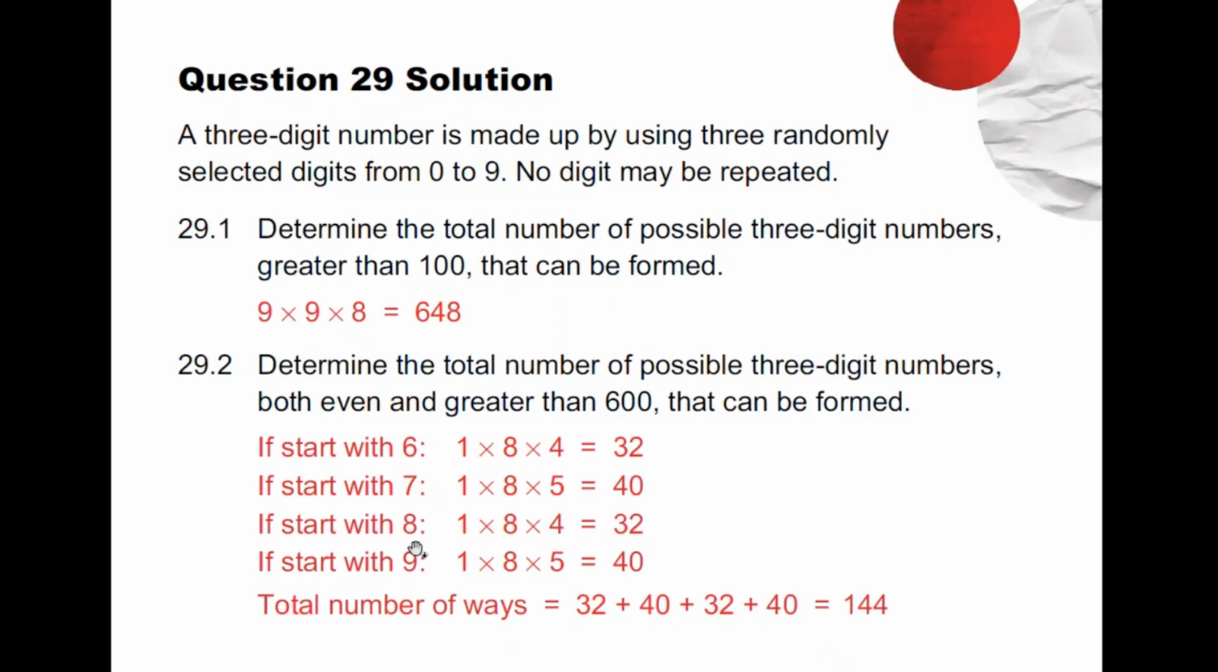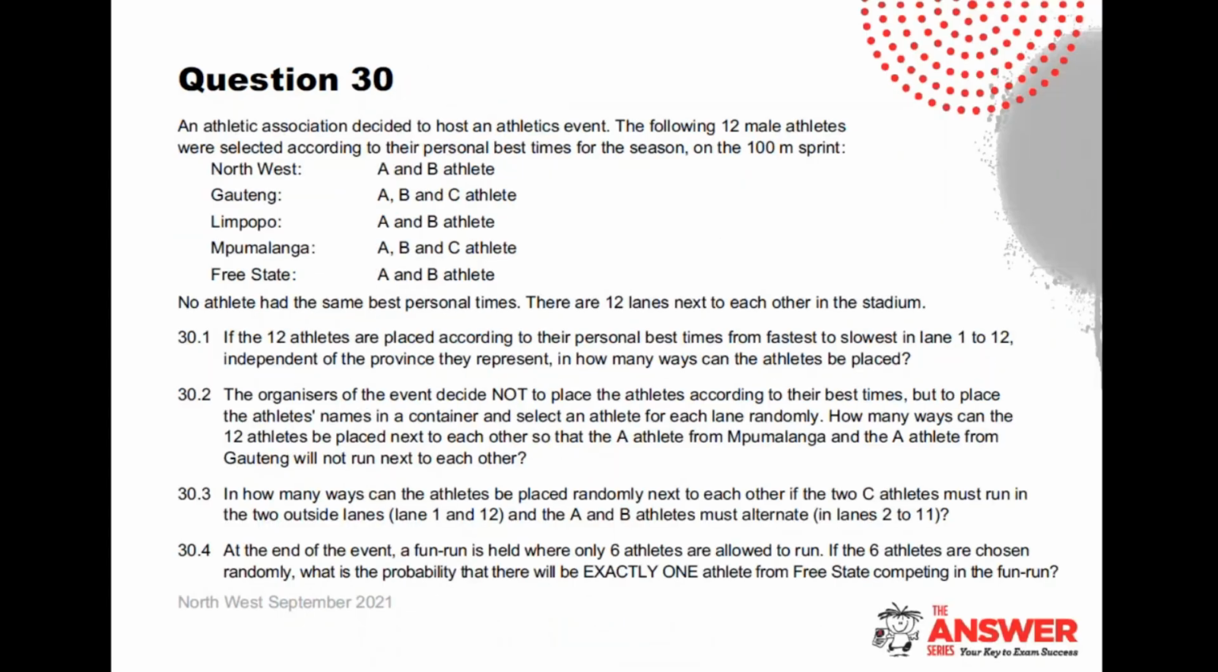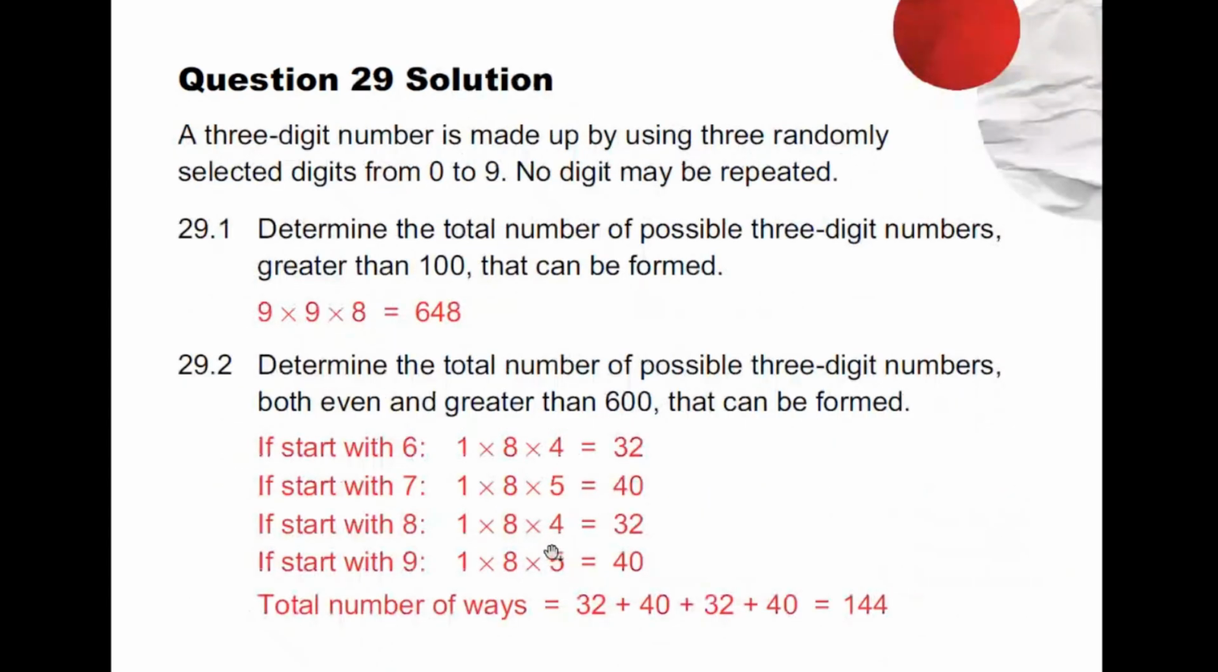What about if it starts with 8? 1 for the 8 in the beginning, 4 for the end, because it's 0, 2, 4, 6. Whoops, sorry, I clicked while I was doing that. 0, 2, 4, 6, so it's 4 at the end, 8 in the middle. And the 9, 1 for the 9, 0, 2, 4, 6, 8 for the end.